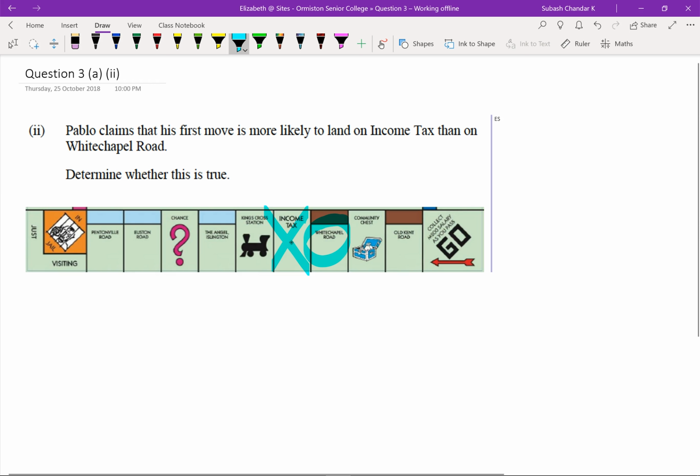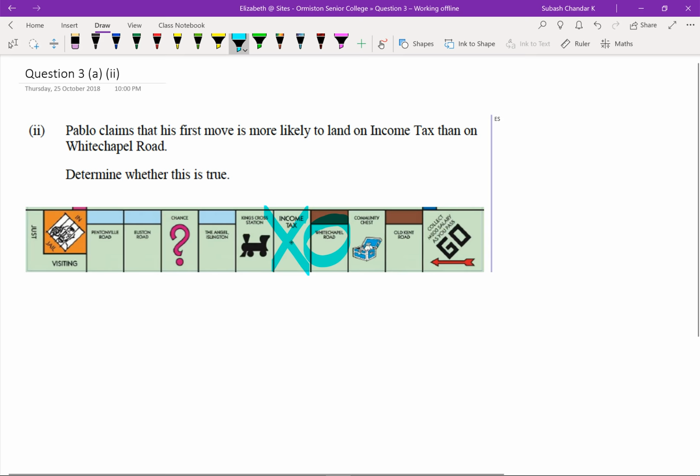So how do we know whether something is more likely? High probability. Good. So we just want to compare that. So to get to income tax, how many moves do we need to make? 1, 2, 3, 4. Got to move 4 times.